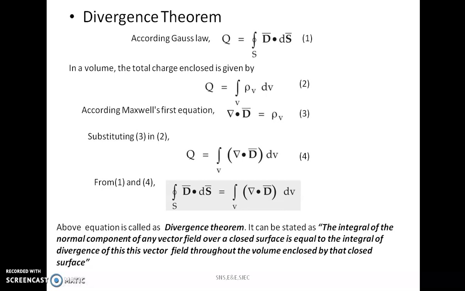Using this divergence theorem, Maxwell's equations, and the application of Gauss law, we will see problems in the next videos. After solving the problems, we will go to module 2.